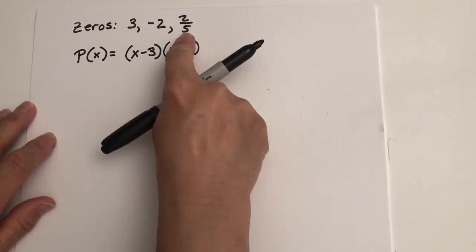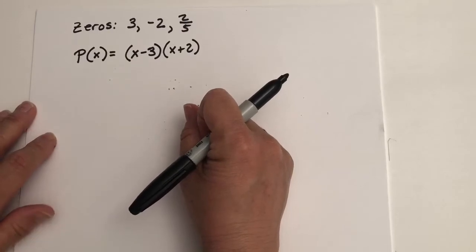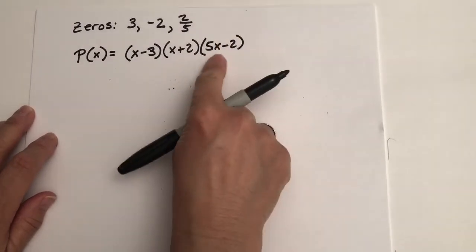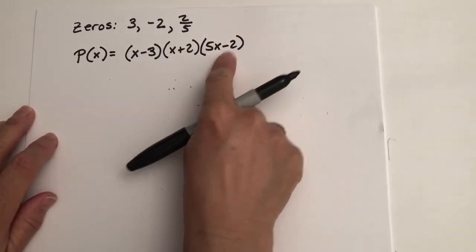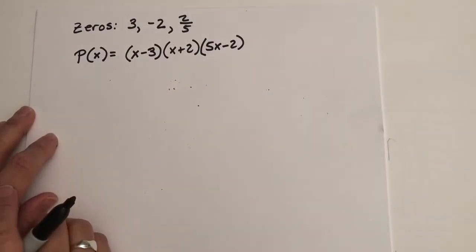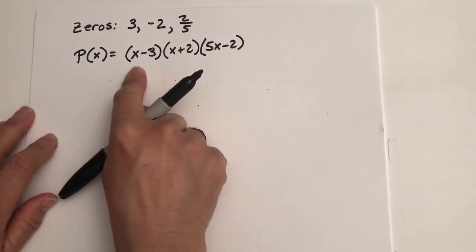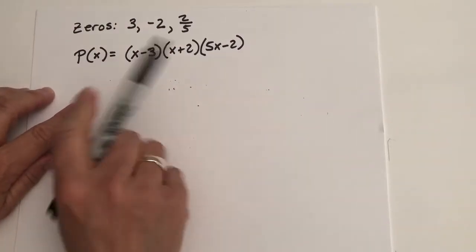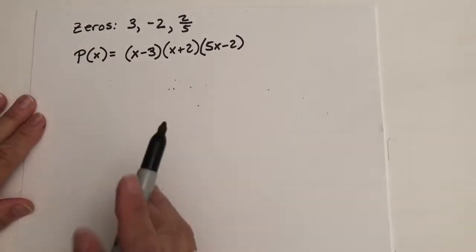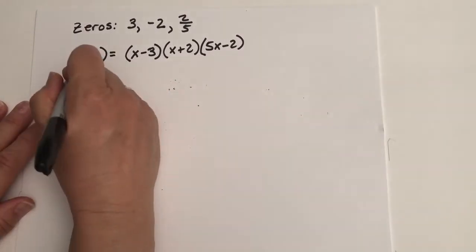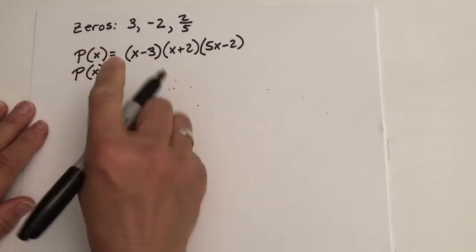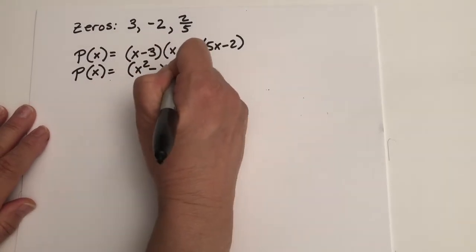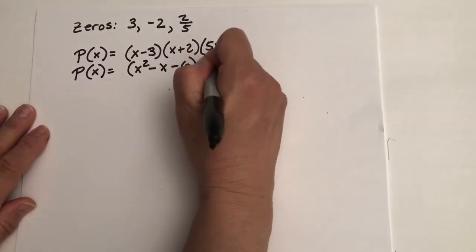And let's see, if 2/5 is a 0, then we could have a factor that looks like 5x minus 2, right? If you have that as your factor, you set that equal to 0, you would get that particular 0. So this is one possibility for a polynomial with these zeros. Coefficient here could be a 1 or a 17, but I'm not worried about that. I want to show you something else. Let's multiply this out. If you multiply these two binomials together, you would get x squared minus x minus 6. And we're still going to multiply it by 5x minus 2.